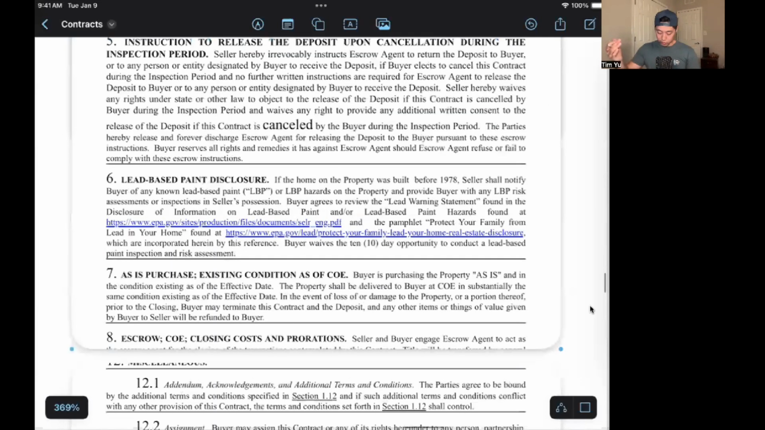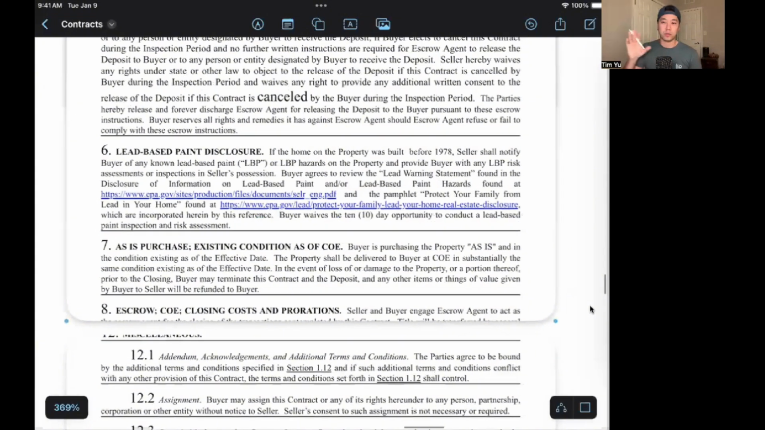So as you go down the screen here, there's a whole bunch of more legal jargon that I don't really want to cover, like your lead-based paint disclosure, and that you're purchasing as is, in existing condition as of closing, right?